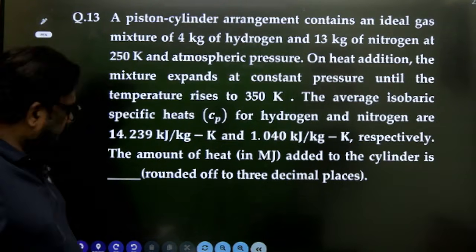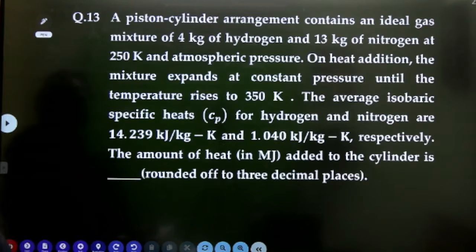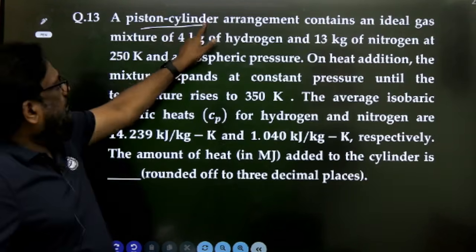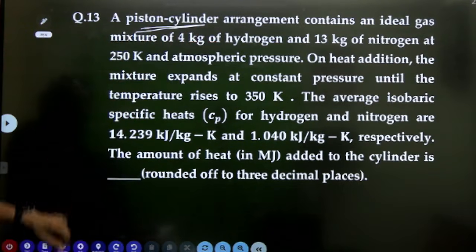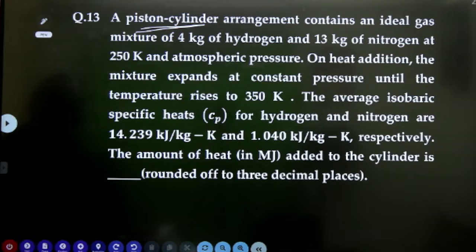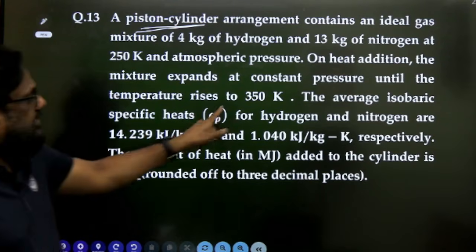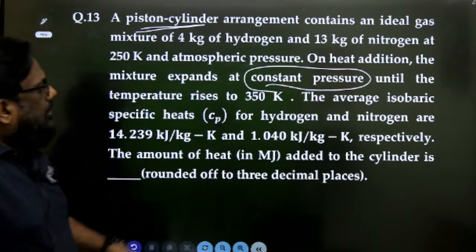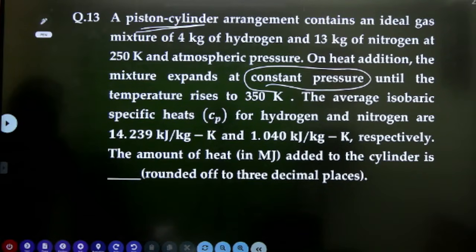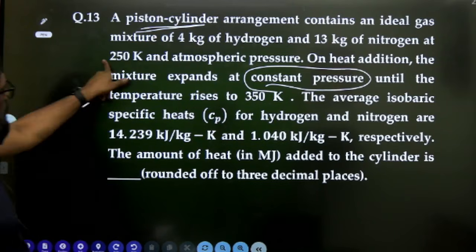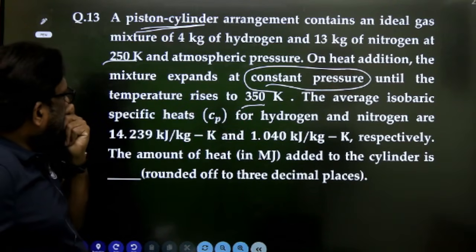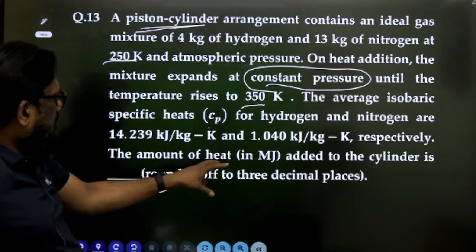We will do it quickly, let's not waste time. Read the question. A piston cylinder arrangement, which means a closed system, contains an ideal gas mixture of 4 kg hydrogen and 13 kg nitrogen at 250 Kelvin and atmospheric pressure. On heat addition, the mixture expands at constant pressure, this is the noteworthy point, until the temperature rises to 350. Initial temperature is 250 and the final is 350. The isobaric specific heat for hydrogen and nitrogen is given. What is the heat added?